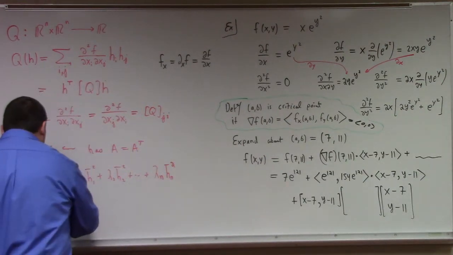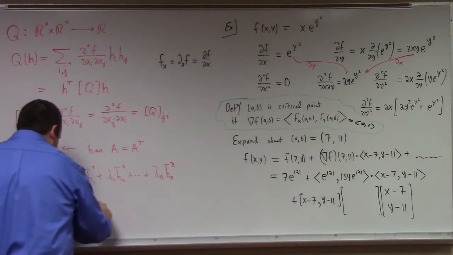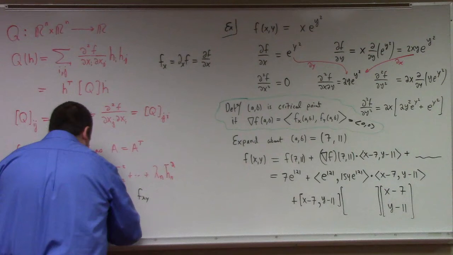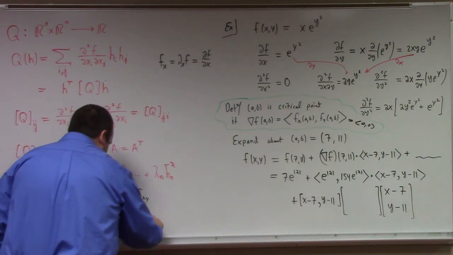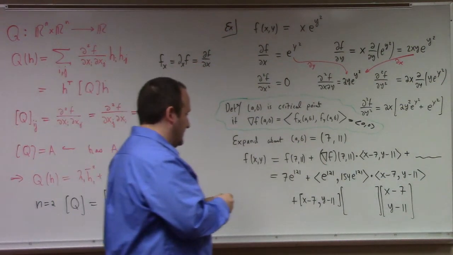So I'll do it over here symbolically. The matrix of Q in the two-dimensional case looks like f_xx, f_xy, f_xy, f_yy. That's the n equals 2 Hessian right there. So we just need to evaluate those second derivatives at 7, 11, thanks to you guys.